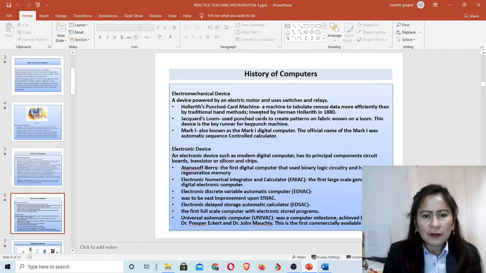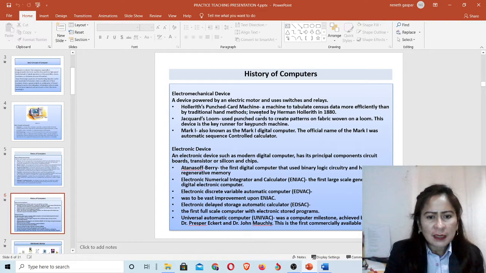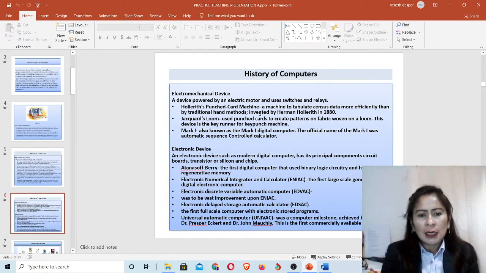Electronic Discrete Variable Automatic Computer, we call it EDVAC. EDVAC was to be a vast improvement upon ENIAC. Electronic Delay Storage Automatic Calculator, we call it EDSAC, the first full-scale computer with electronic stored programs.